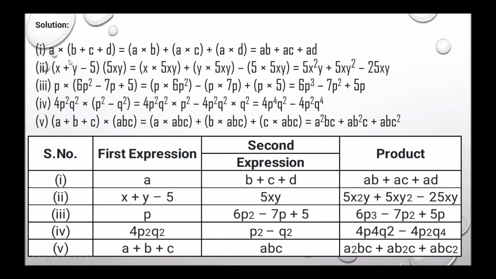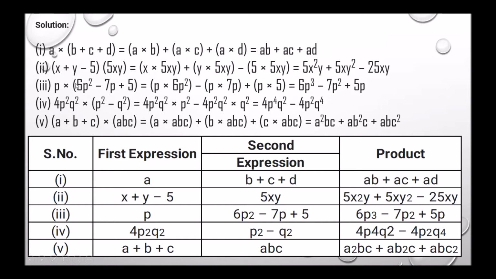Then x plus y minus 5, then 5xy. So 5xy will be multiplied with each of these three. So x into 5xy plus y into 5xy minus 5 into 5xy. So we will get 5x square y plus 5xy square minus 25xy.